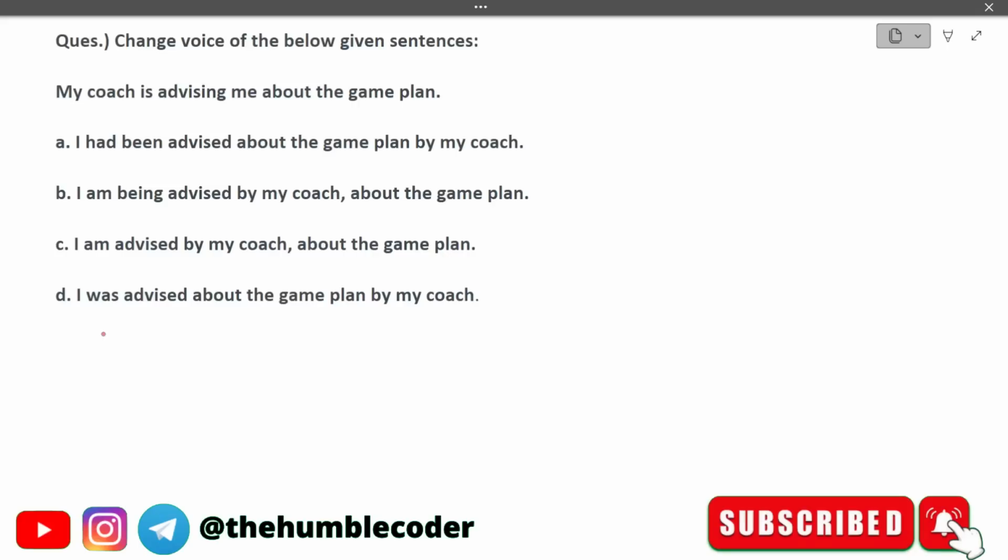Option A is, I had been advised about the game plan by my coach. Option B is, I am being advised by my coach about the game plan. Option C is, I am advised by my coach about the game plan. And option D is, I was advised about the game plan by my coach. Let's see what is the correct answer in this case. The correct sentence is going to be the usage of "am being" actually, which is option number B. So the correct answer is option B, that is, I am being advised by my coach about the game plan. Moving on to the next question.